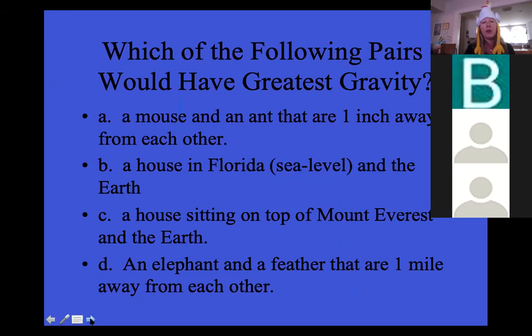All right, so this question I think is on your notes. Which one of the following pairs would have the greatest gravity? So same type of question. Do you think a mouse and an ant that are 1 inch away? So now we're figuring in distance here. A house in Florida, which would be at sea level, and the Earth, or a house on top of Mount Everest and the Earth, or an elephant and a feather that are 1 mile apart from each other. Which of these do you think would have the greatest gravitational attraction between them? Bryson.